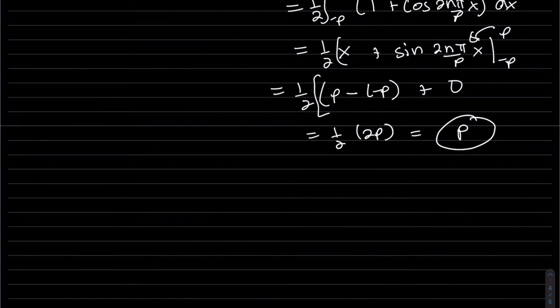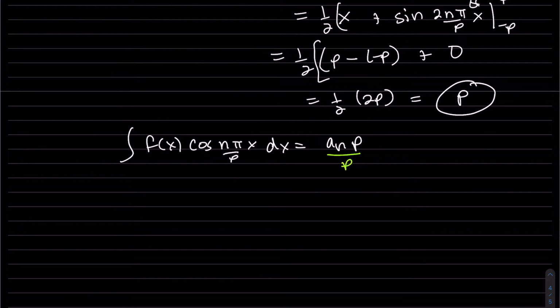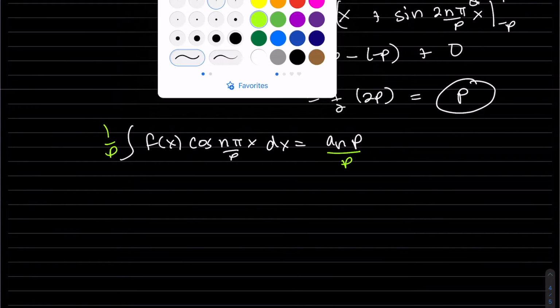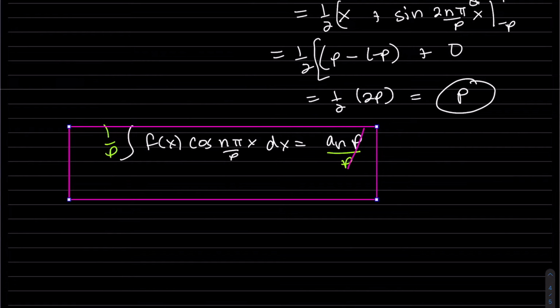So putting it together, on the left is my function times the cosine that I multiplied through by, and we get a_n p. So we can see we can solve for a_n, and there we have it. I'll just box that for a_n.